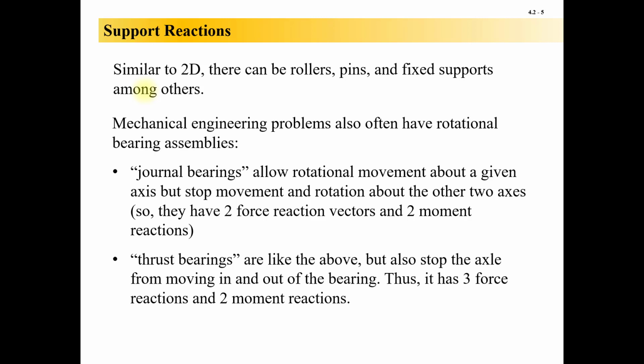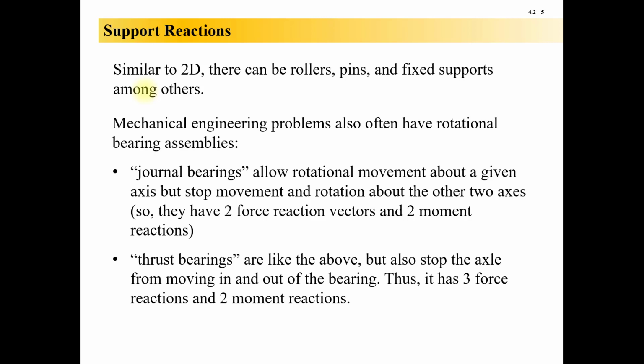So it's got those 2 force reactions that are mutually perpendicular to the long axis of the axle. And then there are 2 moment reactions. It's allowing the spinning of the axle, but it's not allowing the axle to bend about the other axis. So this has 2 reaction vectors.